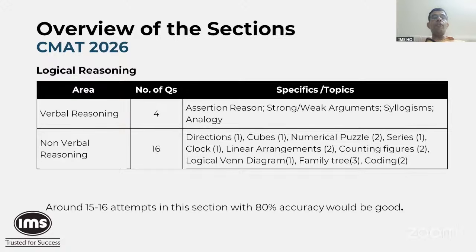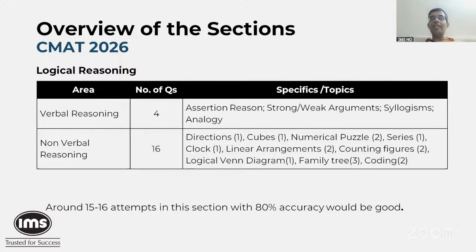So out of 20 questions on logical reasoning, 16 questions were on non-verbal reasoning and 4 questions were on verbal reasoning. So out of these 4 questions on verbal reasoning, the questions were of the type assertion, then strong and weak arguments, syllogism, and analogy. So one question each of these types. And the questions on non-verbal reasoning were from a variety of different topics in logical reasoning.